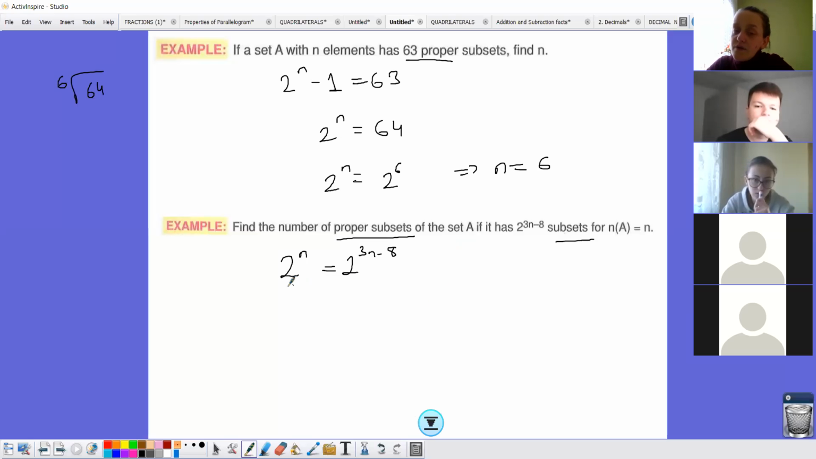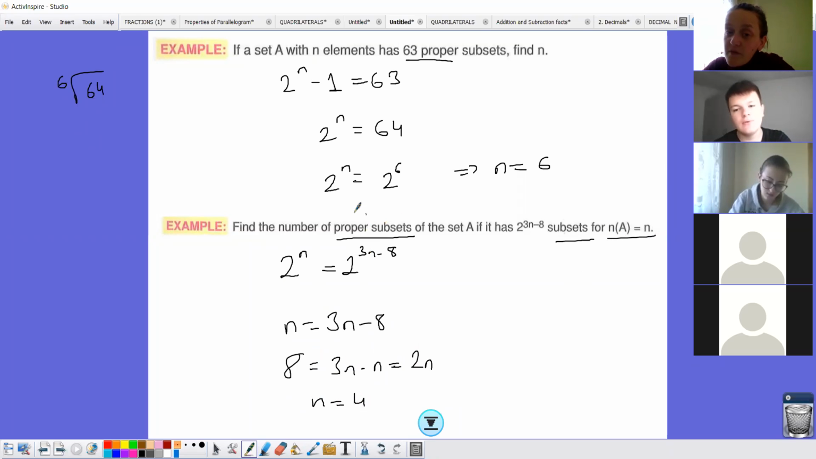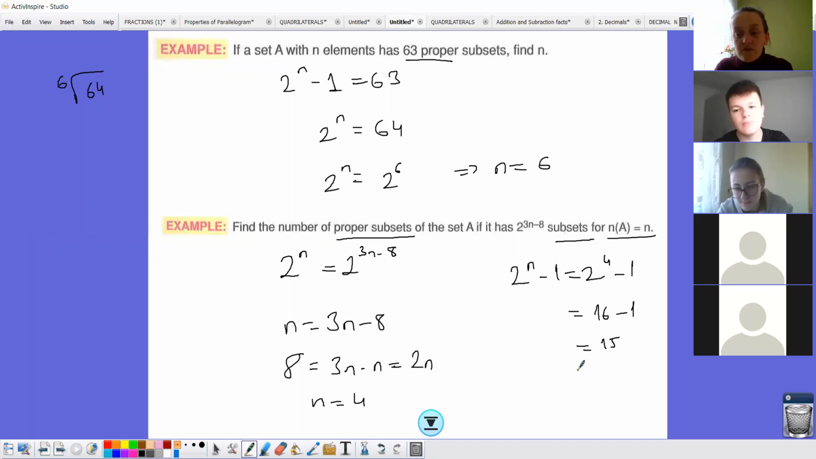Here, because the bases are the same, n is equal to 3n minus 8. Then I will take 8 this side, 3n minus n will be 2n, then n will be 4. So there are 4 elements. We found the 4 elements, but we need to find the number of proper subsets, which is 2 to the power of n minus 1, 2 to the power of 4 minus 1. So it is 16 minus 1, which is 15.